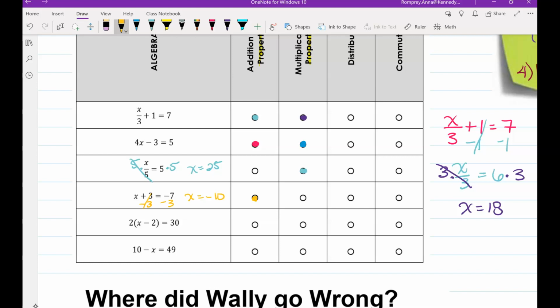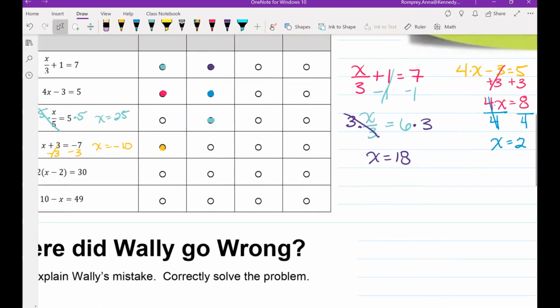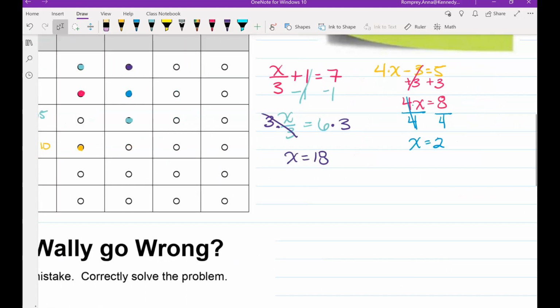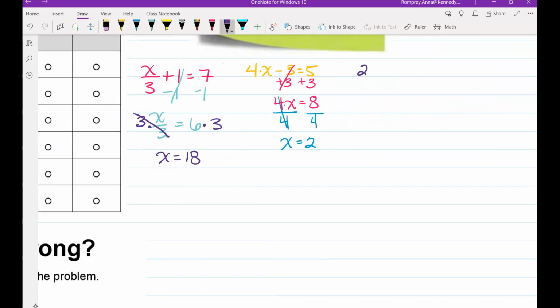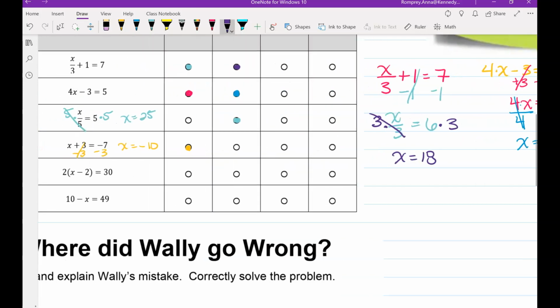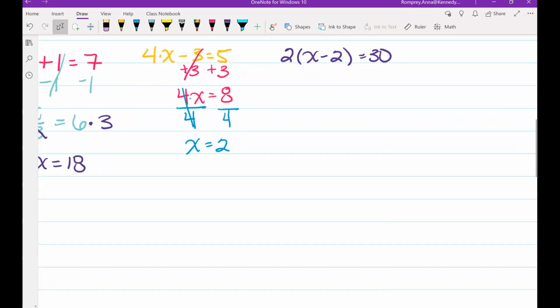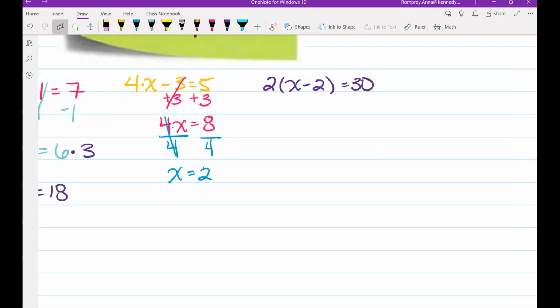All right. Ooh, this one's got a couple more steps, so I am going to move off to the side to show my work. 2 times the quantity x minus 2 equals 30. Yep. All right, remember, when we have parentheses, that's how we read it. 2 times the quantity x minus 2 equals 30.